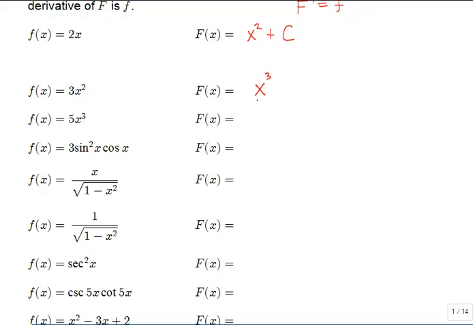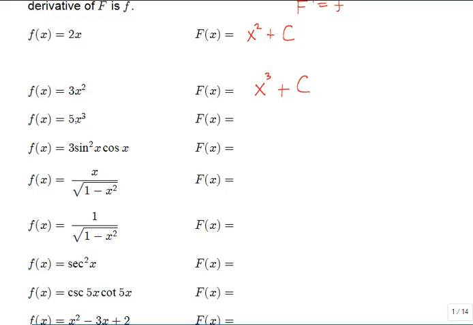And then if we double check this, we would bring down the 3 and subtract 1 from the power, and that's going to give us exactly this 3x squared that we want. So this is perfect. X cubed works. Then, to represent all those constants, we're just going to put a plus c on the end. Now, what if I want to come up with 5x cubed?